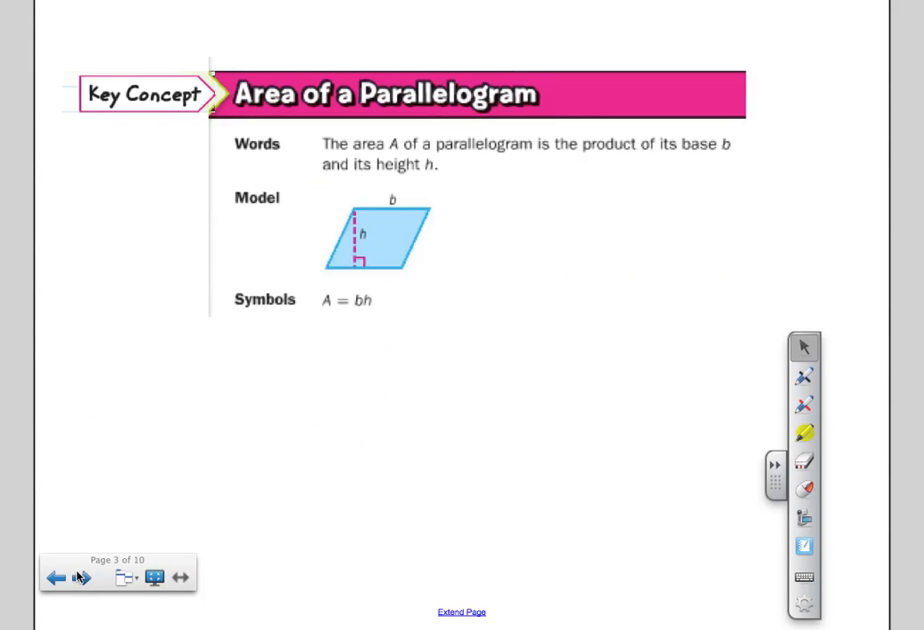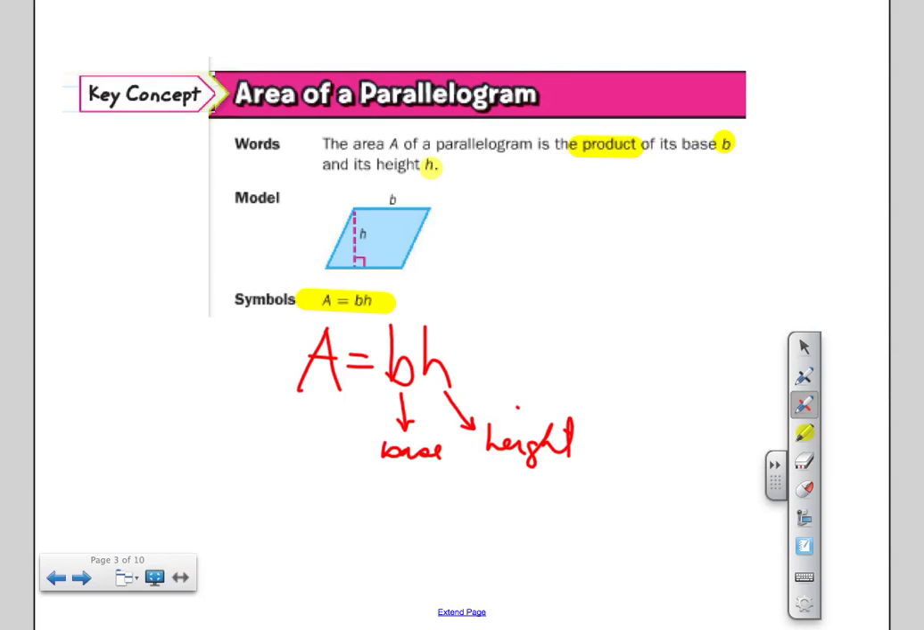All right, area of a parallelogram. The area of a parallelogram is the product. What's the product? Multiplication of its base and its height. So here it is in symbols: A equals base times height. This is the base. B stands for base, and H stands for height, and capital A stands for area.